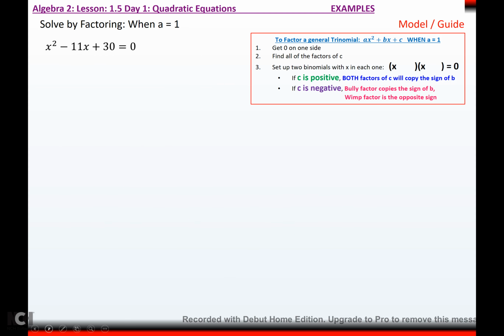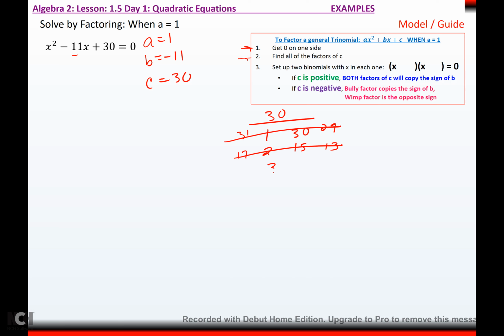All right, let's try another one. All right, it says get 0 on one side. Merry Christmas it is. Find all the factors of C. Okay, in my case, A is 1, B is negative 11, C is 30. So if I find all the factors of 30, 1 times 30 is 30. If I add, I get 31. Subtract, I get 29. I'm trying to make 11. So 2 times 15, if I add, is 17. If I subtract, is 13. No 11. 3 and 10, if I add, is 13. Subtract, is 7. Still no 11. 4 doesn't go into 30 evenly. 5 and 6, if I add, I get 11.